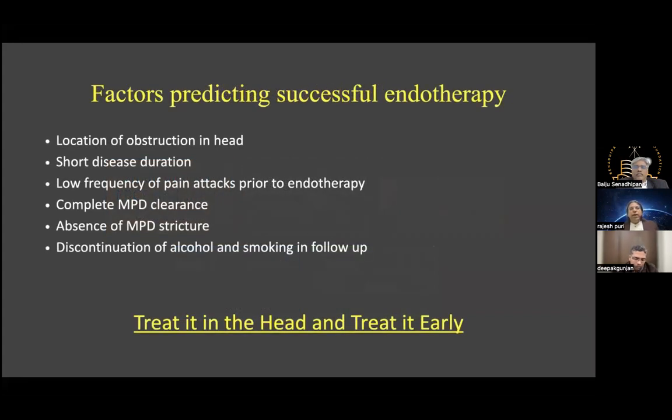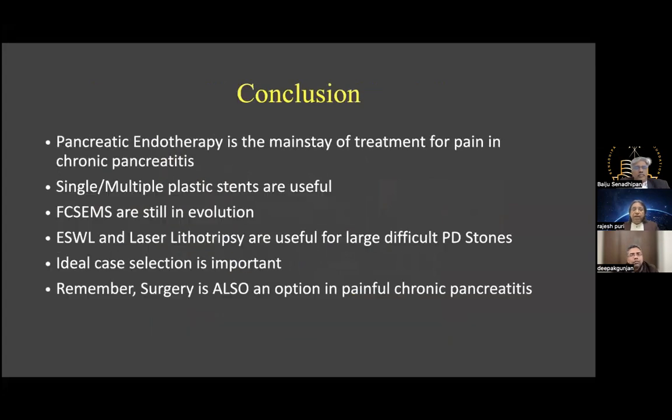What are the factors predicting successful endotherapy? I said location of obstruction limited to head, short disease duration, low frequency of pain, complete MPD clearance, absence of MPD stricture. Treat it in the head and treat it early. That should be the rule.